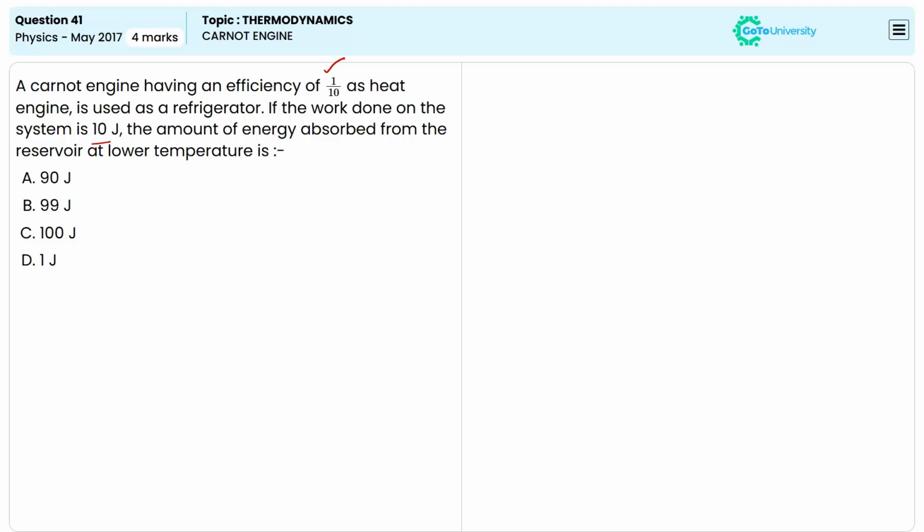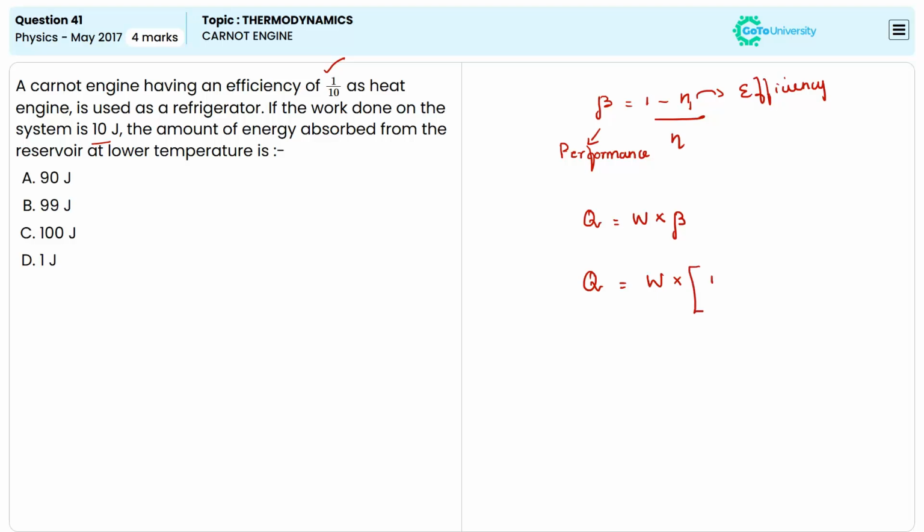a refrigerator, which is nothing but beta is equal to (1 minus eta) divided by eta, whereas beta is representing the coefficient of performance, whereas eta is representing the efficiency of an engine. And it's known that the amount of energy absorbed can be calculated using a formula, work done times beta. So when we are rearranging the equation, Q will be equal to W times (1 minus eta) divided by eta.